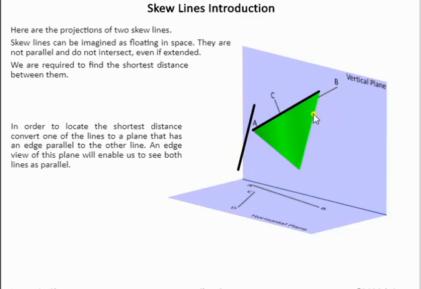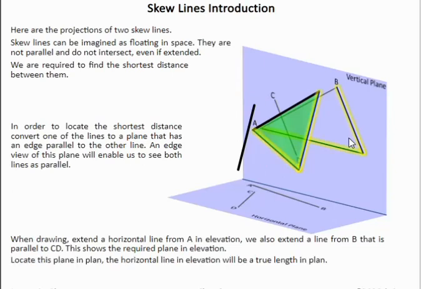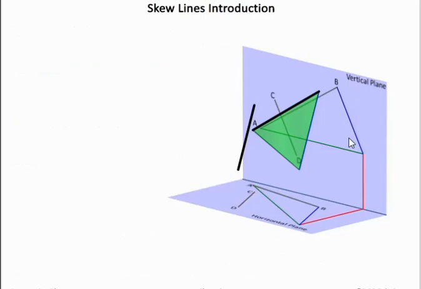Once we understand that that's what we have to do, the rest of the topic is fairly straightforward to go through. So basically what we're doing here is, we have this line drawn in our elevation, and we have a horizontal line put in as well. There's another reason why we use the horizontal line: if we have a horizontal line in elevation, it's going to be a true length in plan.